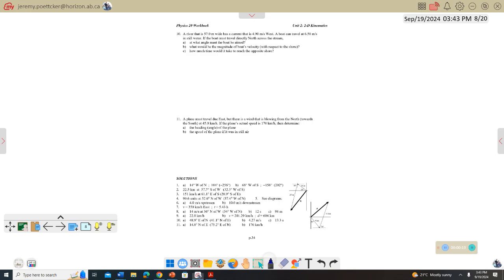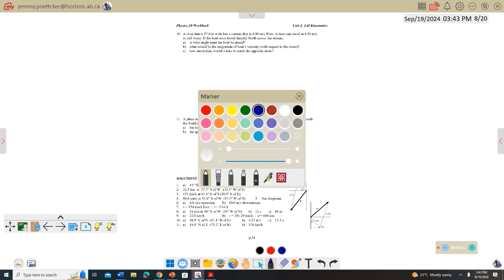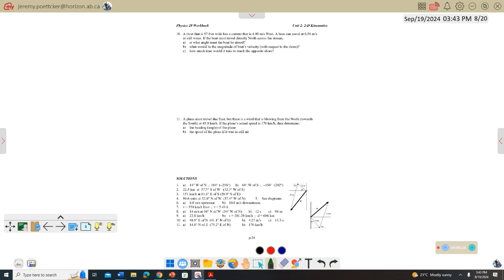So we draw our river using green, because of course all good rivers are green or something. It's 57.0 meters wide. We have a current that is 4.9 meters per second west, which means our current is heading that way.